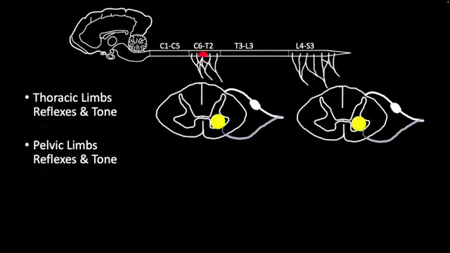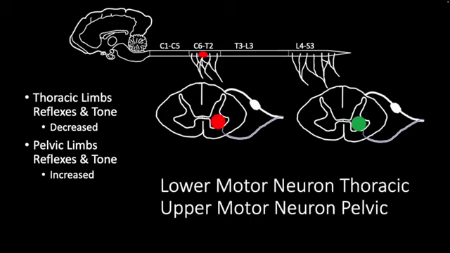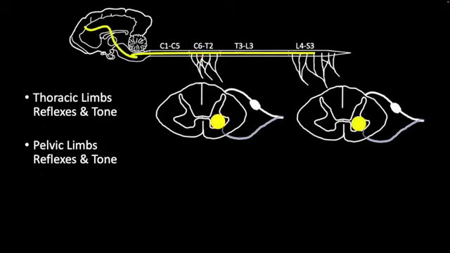Looking at a different lesion localization, now we have a C6-T2 myelopathy. This means the lower motor neurons from the cervicothoracic intumescence are directly affected, resulting in decreased reflexes in the thoracic limbs. But because the upper motor neuron signal is disrupted to the pelvic limb, the reflexes and tone will be increased in the pelvic limbs. With a C6-T2 myelopathy, the patient will have lower motor neuron signs in the thoracic limbs and upper motor neuron signs in the pelvic limbs.